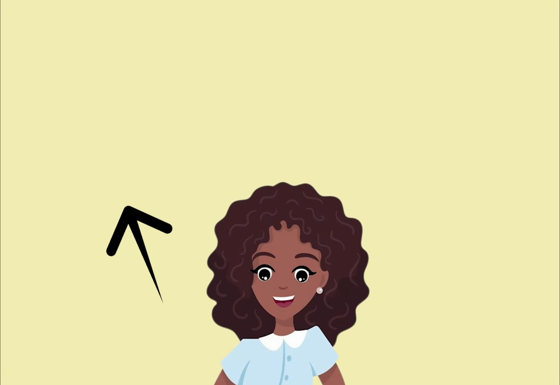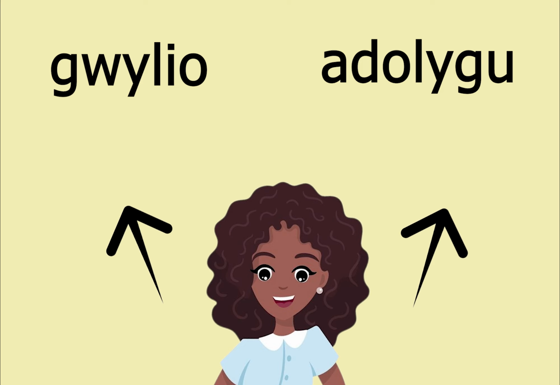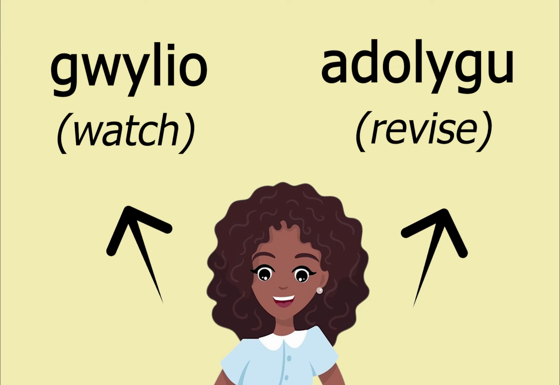Arbennig. Nawr, cwblhewch y gweithgareddau yn yr uned, a chofiwch eich bod chi'n gallu gwylio'r fideo hwn eto i adolygu. Now, complete the activities in the unit. And remember that you can watch this video again to revise if you need to. Pob lwc!